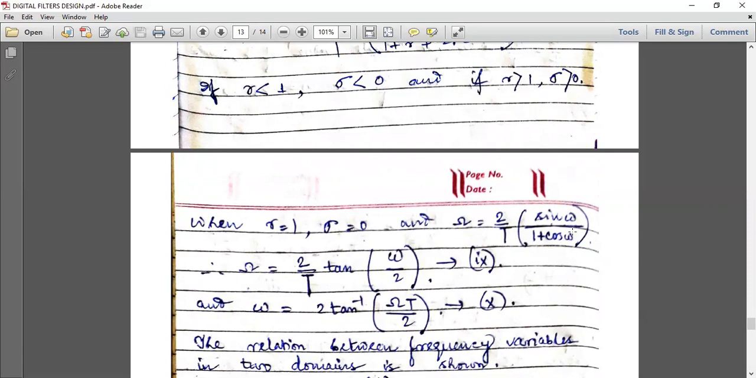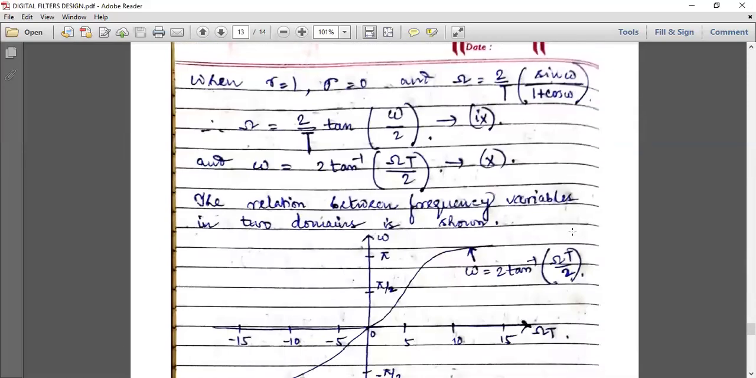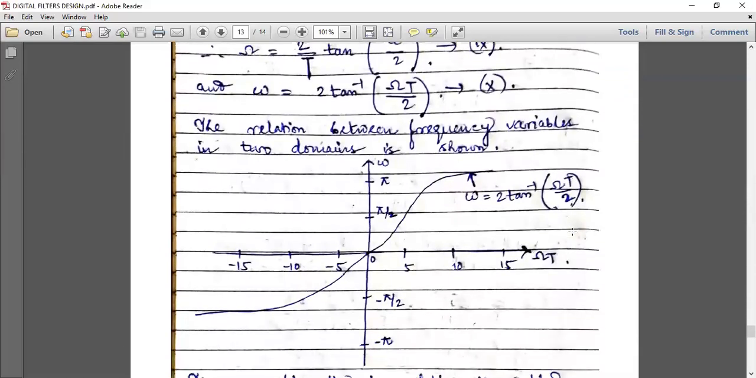Now, there is a figure where you will find the relationship between frequency variables in two domains. What are the two domains? It's the S plane and the Z plane. You see, in the x-axis it is ohm T, in the y-axis it is omega. So this is how the figure looks, and this is the curve. And that curve is omega equal to 2 tan inverse ohm T by 2. Clear?